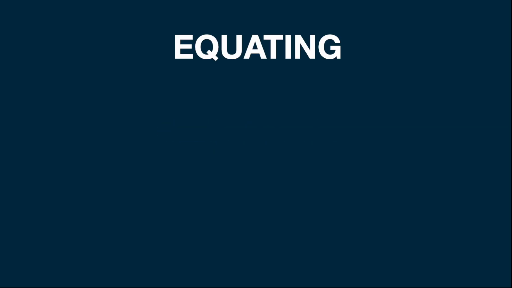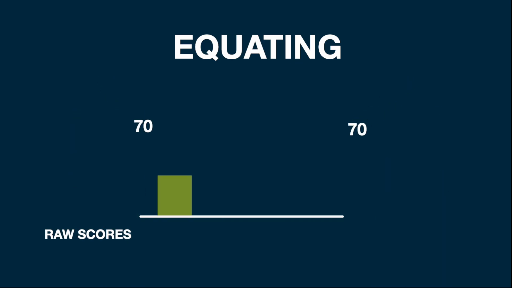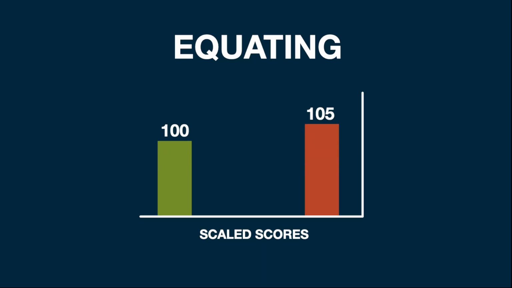statistical adjustment called equating. Equating adjusts for differences in test difficulty across various forms. The equated raw score is then converted into a standardized scale. After equating, scaled scores are comparable regardless of which forms students take.